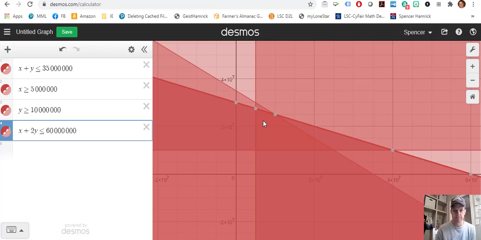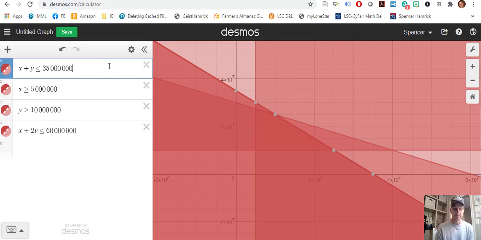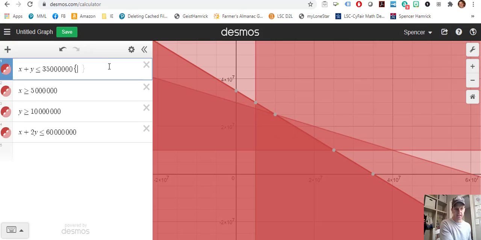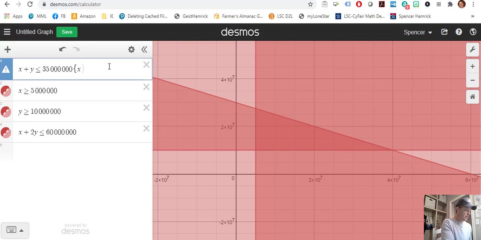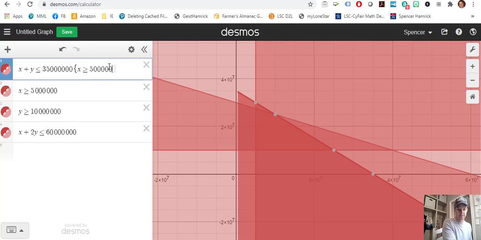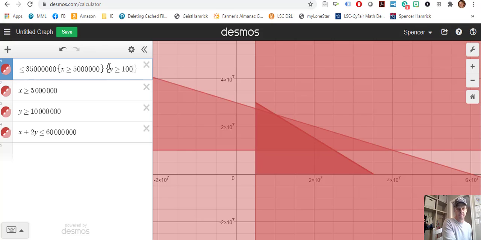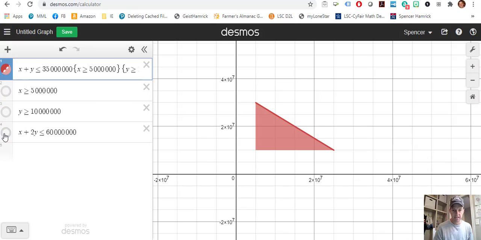All right. Now, one way you can clarify this graph a little bit more is by adding domain restrictions here. You can say, look, we know that x has to be greater than or equal to 5 million. And what that does is it chops off that graph. This is kind of a unique problem that we can do this part on. And you see it takes that first graph, let me turn off the other graphs, into just that triangle, because x has to be greater than 5 million and y has to be greater than 10 million. So it creates that small triangle instead of all of that shaded area.